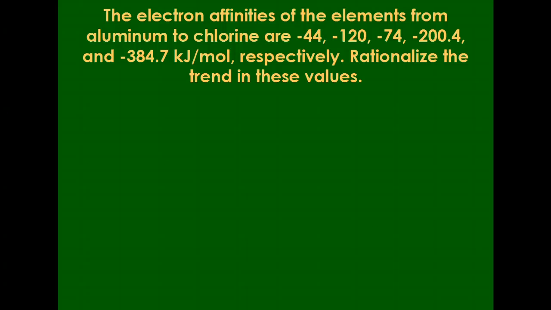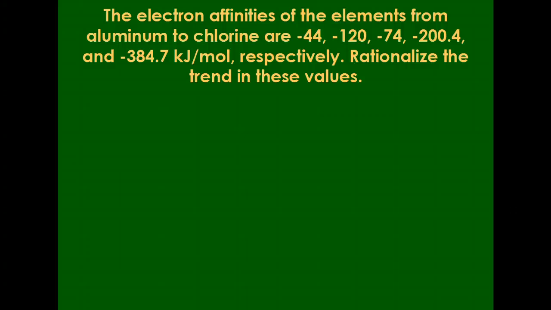Alright, this question asks us to take a look at the electron affinity values for the elements between aluminum and chlorine on your periodic table. So aluminum would have an electron affinity of negative 44 kilojoules per mole, silicon of negative 120 kilojoules per mole, phosphorus negative 74 kilojoules per mole, sulfur negative 200.4 kilojoules per mole, and chlorine negative 384.7 kilojoules per mole.